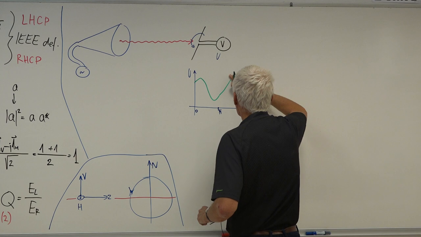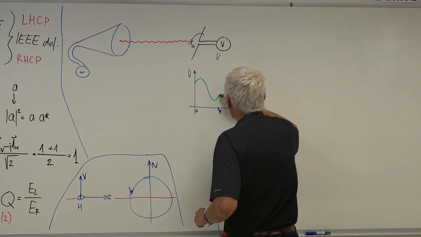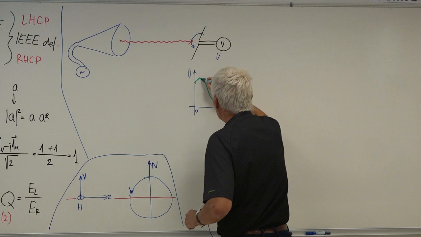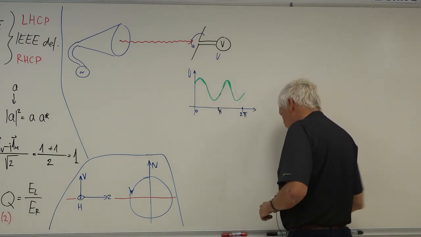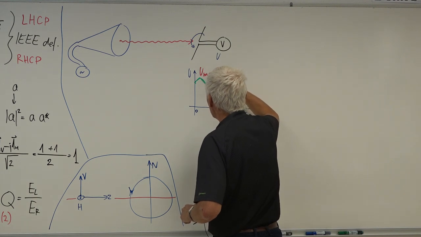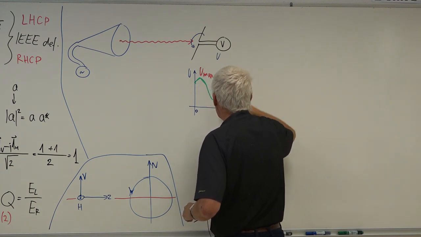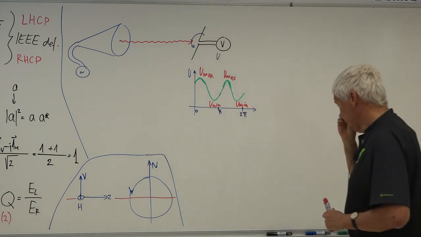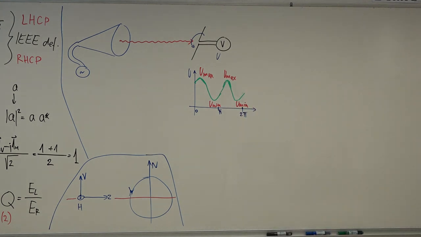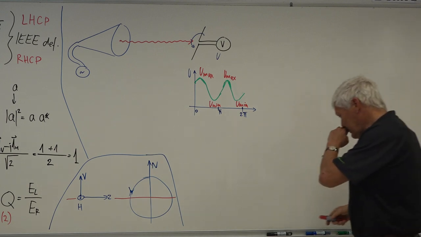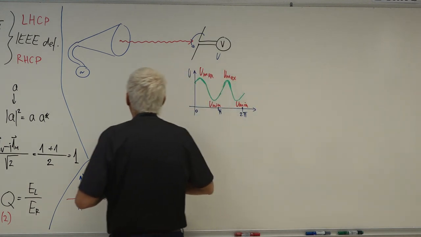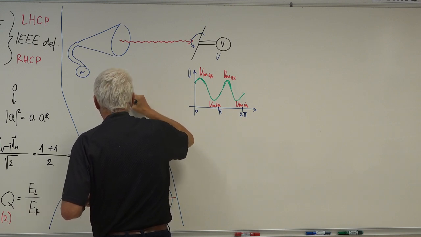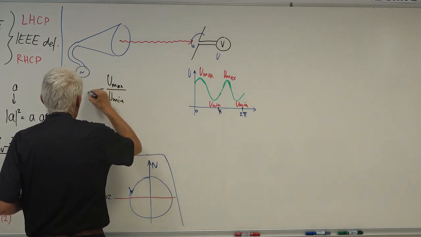It's not a particularly nice drawing. We could make it better. This should be symmetrical, but I see twice in one complete rotation, 2 maxima. And here I see the minimum value, two minima. And what I can easily measure right now is the ratio between the maximum voltage and the minimum voltage I see with my receiver. And this is called the axial ratio.